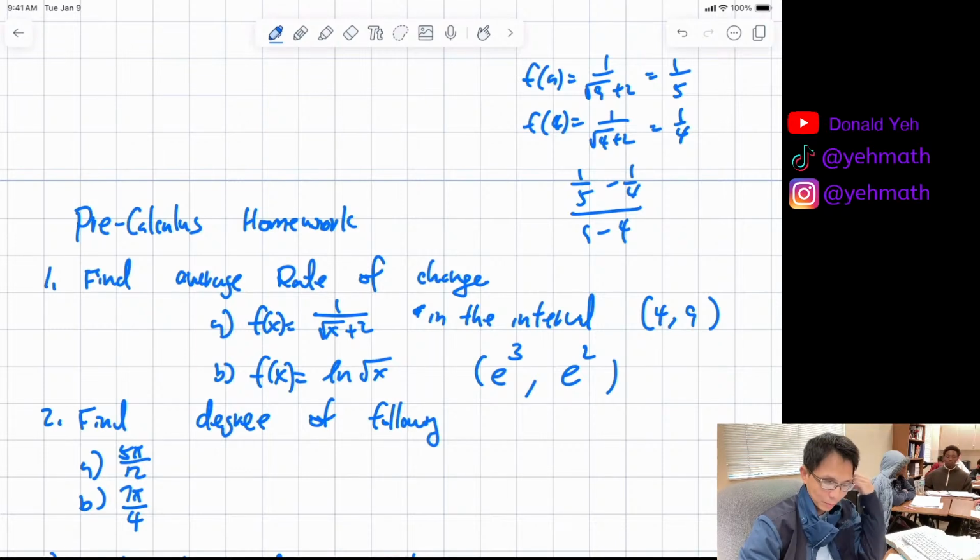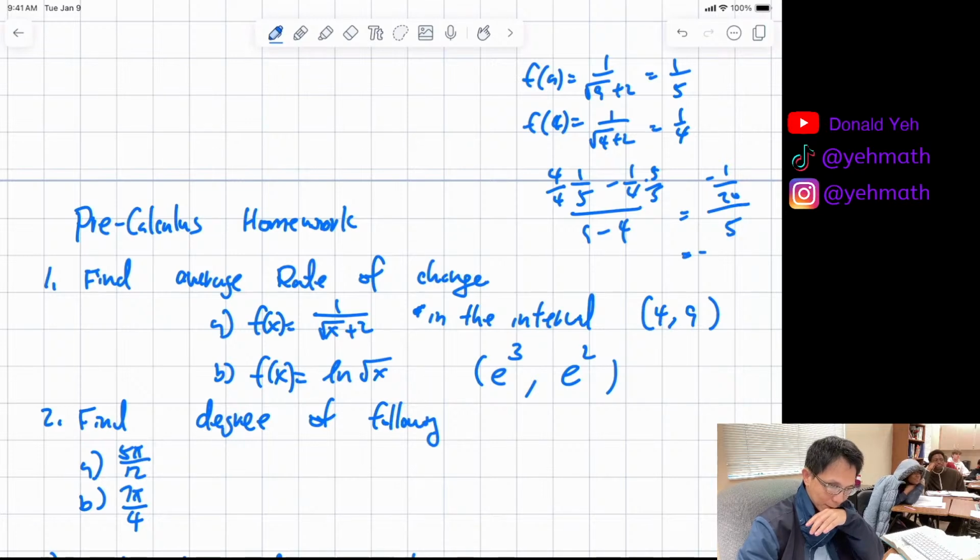So I'm going to multiply this by 4/4 and 5/5. That is going to give you negative 1/20 over 5. So negative 1/20 divided by 5, so this fraction divided by 5, it's times 1/5. So that's equal to negative 1/100.